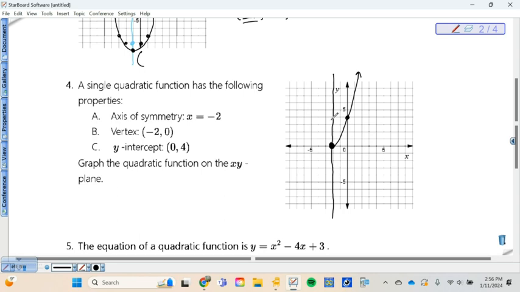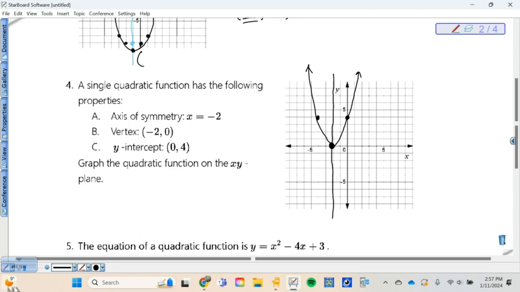So there's going to be that symmetrical point, right? And that'll give us that shape. Okay.